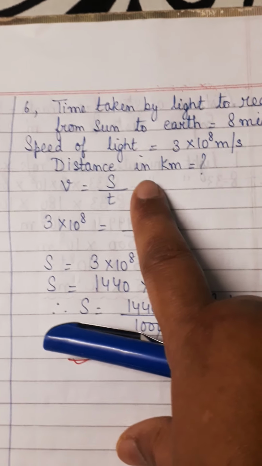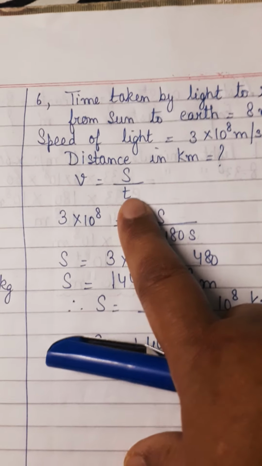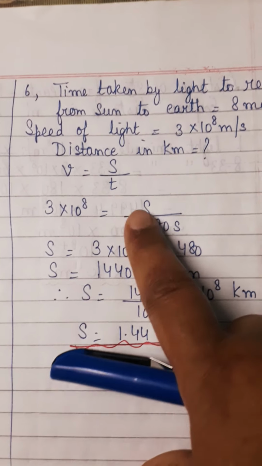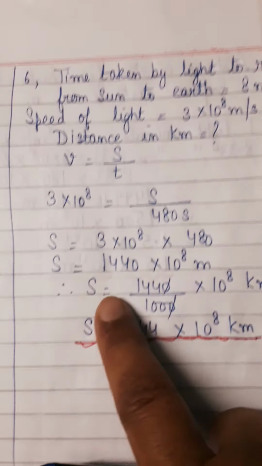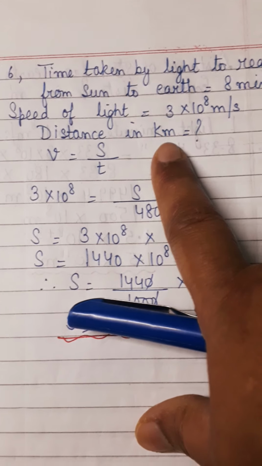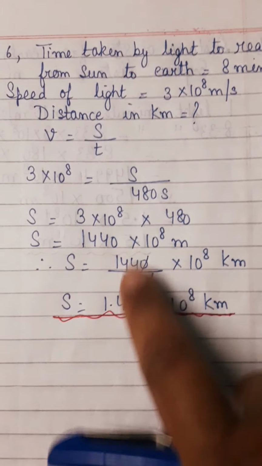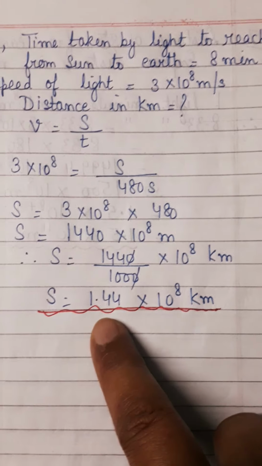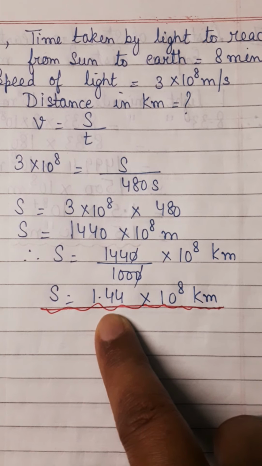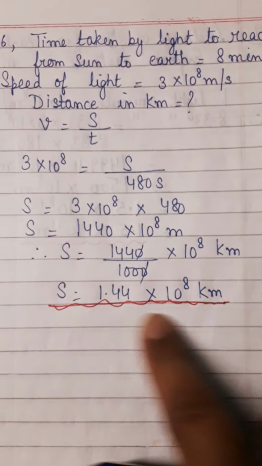Now I need to find out the distance of the light, and that too in kilometers. I take the formula speed is equal to distance upon time. I substitute the value of speed. I substitute the value of time. I need to find out the distance. I cross multiply. And finally, my answer is 1440 into 10 to the power 8 meters. But the answer asked is in kilometers. So, children, in order to convert meter to kilometer, I divide by 1000. Now, when I divide this value by 1000, the 0 cancels and my answer is 1.44 into 10 to the power 8 kilometers. You can see that it is already in the proper order of magnitude. So I need not do any change. This is my final answer.